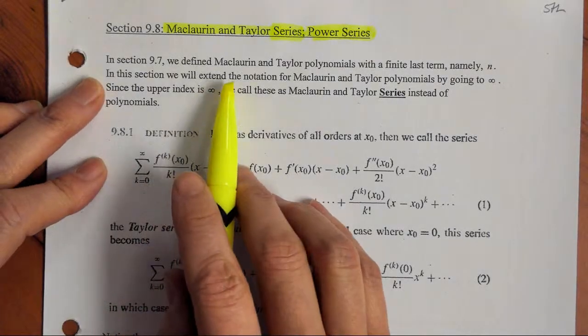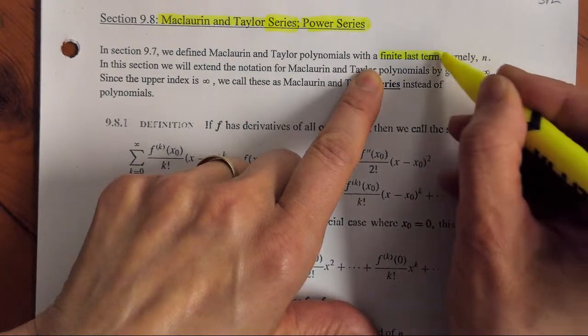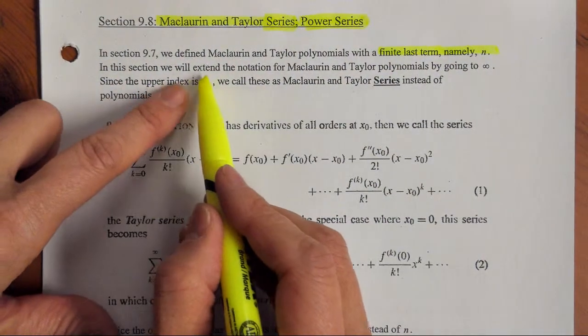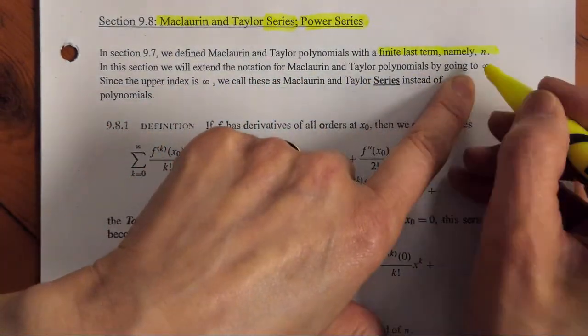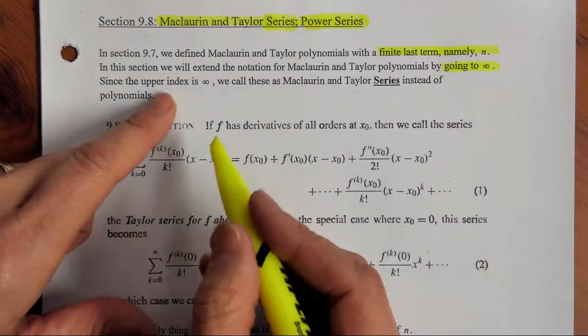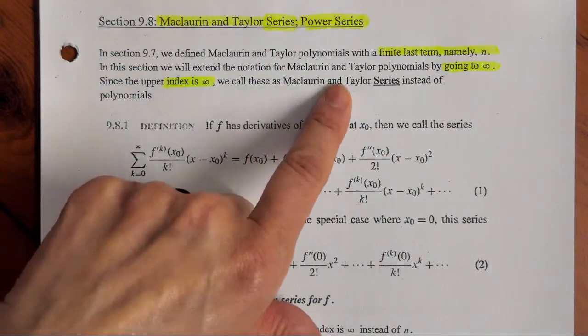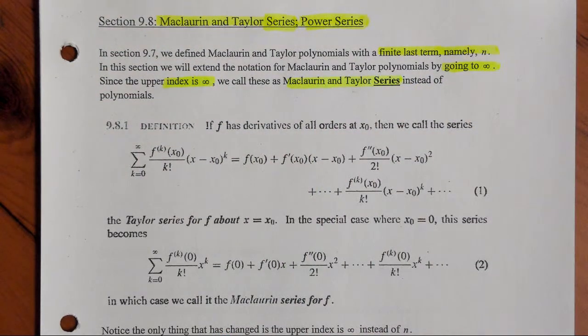So we defined Maclaurin and Taylor polynomials with a finite last term, namely n. In this section, we will extend the notation for Maclaurin and Taylor polynomials by going to infinity. Since the upper index is now infinity, we call these Maclaurin and Taylor series. So we're just switching the word from Maclaurin and Taylor polynomial to Maclaurin and Taylor series.